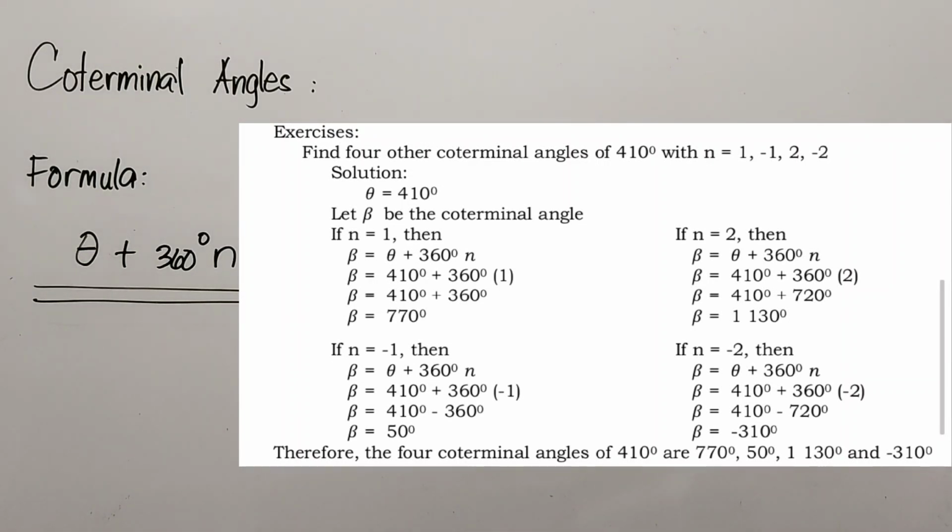Since they are called coterminal angles, if you try to graph these 4 angles, they have the same terminal sides. The terminal sides of these angles are located in quadrant 1. For the exercises in finding the coterminal angles, kindly use the following values of n: -1, 0, 1, and 2.